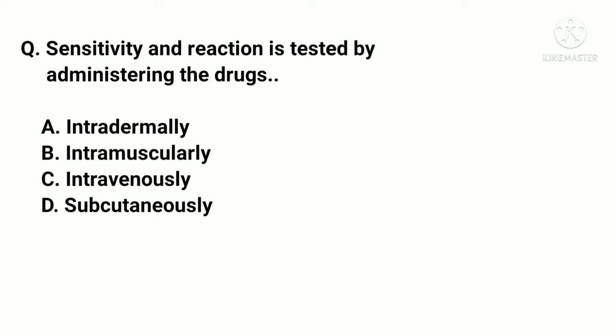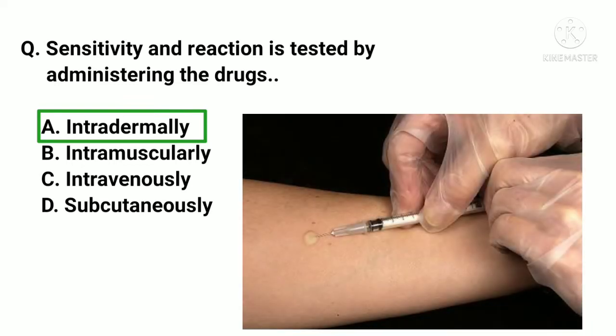Sensitivity and reaction is tested by administering the drugs A. Intradermally. B. Intramuscularly. C. Intravenously. D. Subcutaneously. And the correct answer is A. Intradermally. Sensitivity and reaction is tested by administering drugs intradermally.